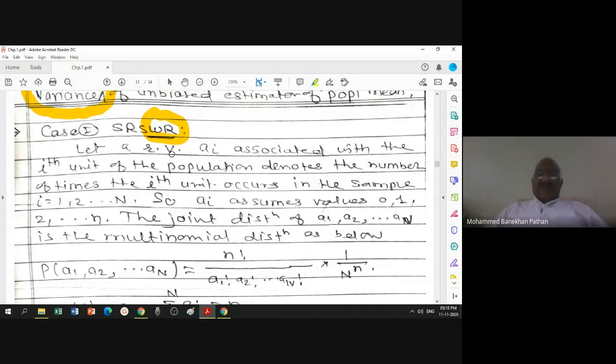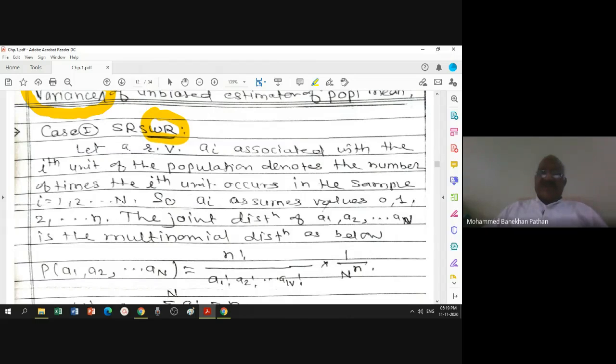Let a random variable a_i, associated with the ith unit of the population, denote the number of times the ith unit occurs in the sample, i = 1 to N. That means a_i will be 1 if the population element comes in the sample, and a_i will be 0 if that particular population unit is not coming in the sample. So a_i is a binary variable.